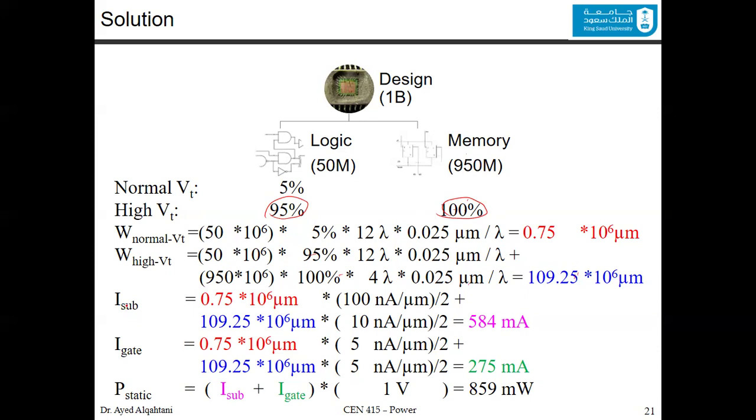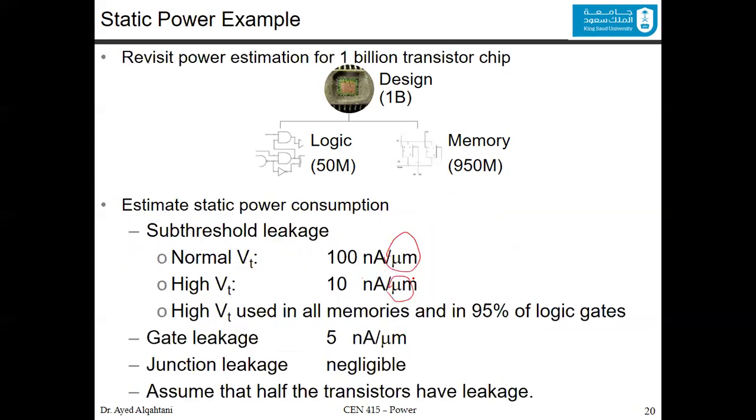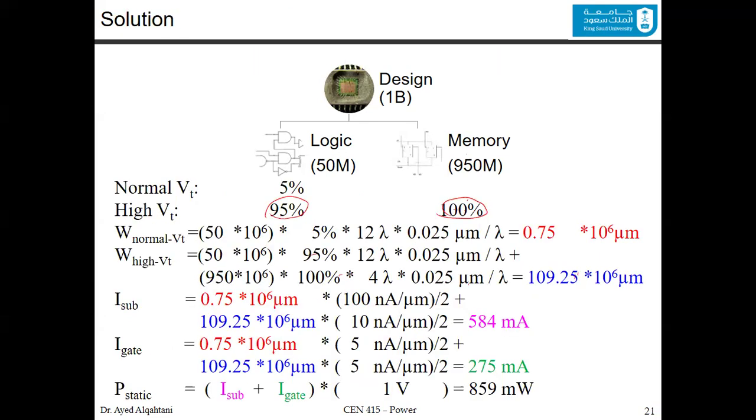For the subthreshold leakage, we will calculate it this way. We will take the normal V threshold and the high V threshold, so this number and this number. This number will be multiplied by the 100 nanoampere per micrometer, which is the one we mentioned here for the normal V threshold. So we will go here and multiply the width of the normal V threshold, which is this one, by the 100 nanoampere per micrometer, divided by 2.